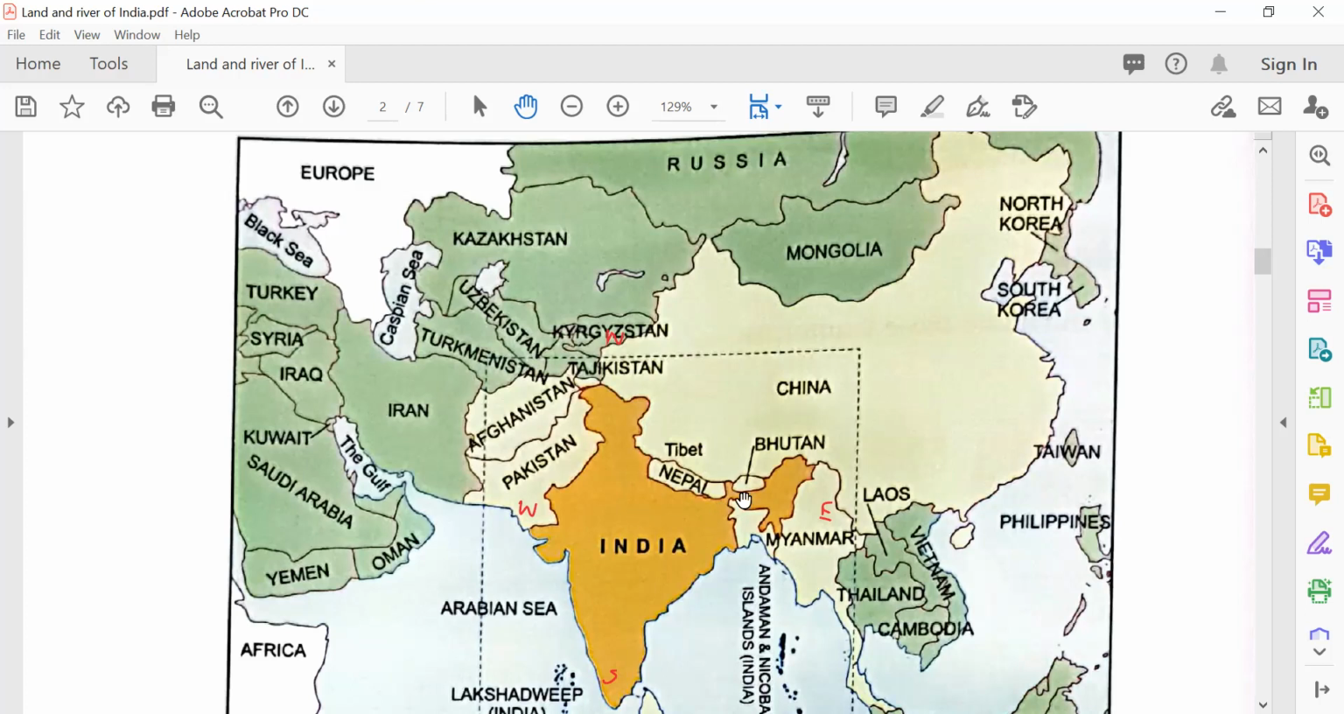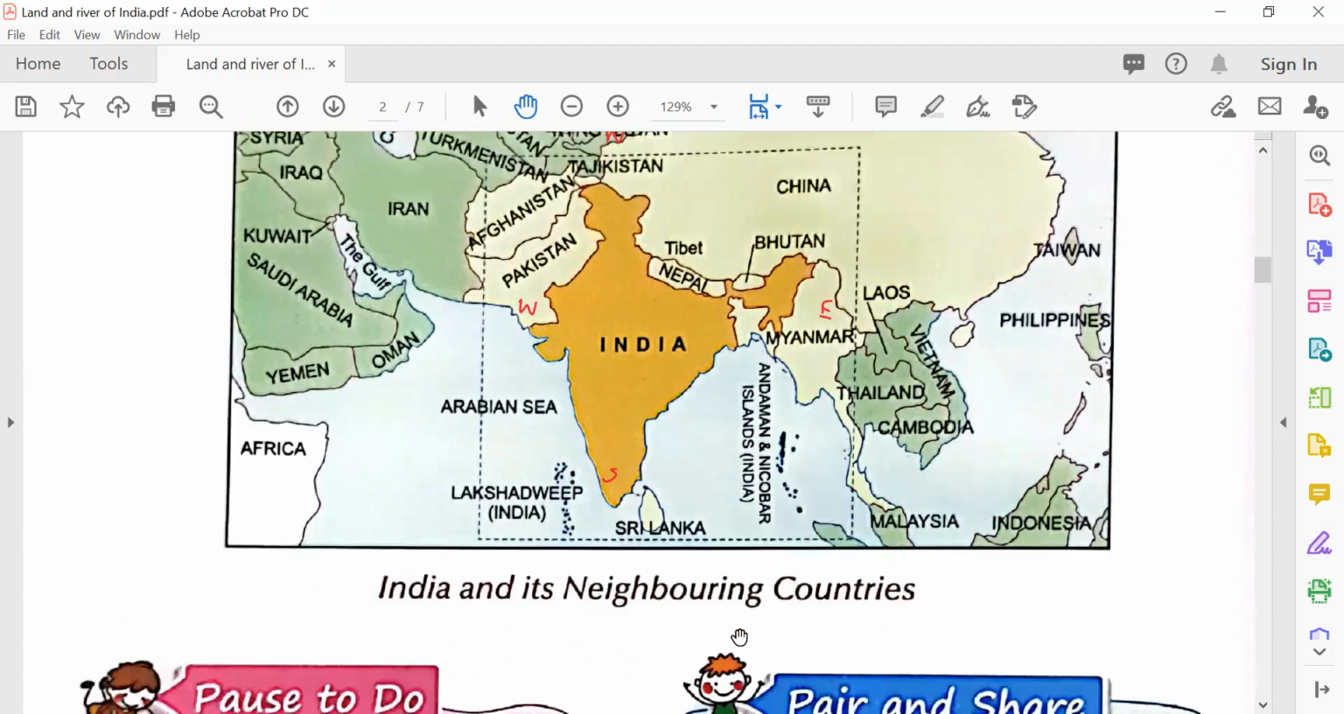Close countries to us. Which are the countries? Nepal, China, and Bhutan. Bhutan, Nepal, and China. These are our neighboring countries, like a best friend who sits beside you. Yes, so similar are these countries.